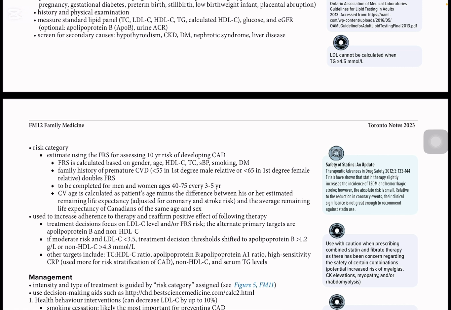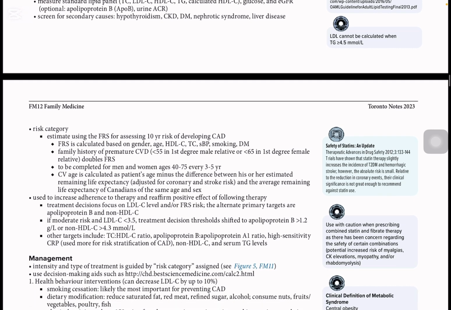If moderate risk, then LDL less than 3.5, treatment decision threshold shifted to ApoB more than 1.2 or non-HDLC more than 4.3. So you need to also see LDLC. Along with that, you are also looking at ApoB if it's more than 1.2 or non-HDLC if it's more than 4.3. Other targets include triglyceride HDL ratio, ApoB, ApoA1, high sensitivity CRP, and non-HDLC. These are the components they are looking at on the cholesterol profile.